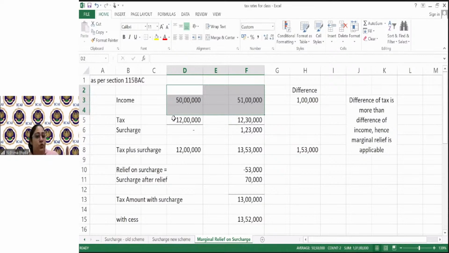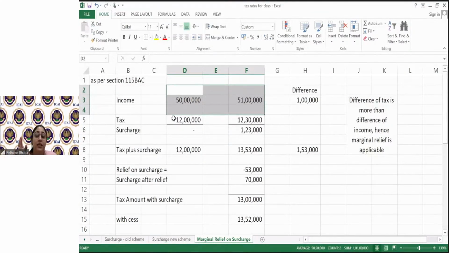Correct? Because up to 50 lakhs there is no surcharge, 50 lakhs to 1 crore there is 10% surcharge, 1 crore to 2 crore there is 15% surcharge, 2 crore and above in new scheme 25% surcharge, in old scheme 2 crore to 5 crore 25%, and above 5 crore 37% surcharge. So these are all the triggering points. Just when your income increases by a marginal amount, say from 50 to 51 lakhs, or from 1 crore to 1 crore 10 lakh, 1 crore 1 lakh, or 1 crore 10,000, or say from 2 crores to 2 crore 5 lakh. Surcharges are varying, right?